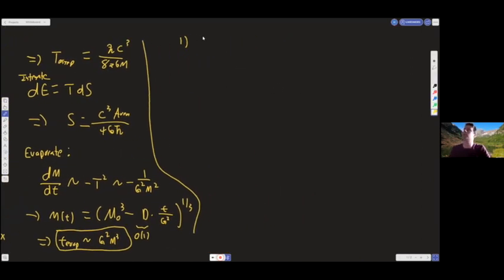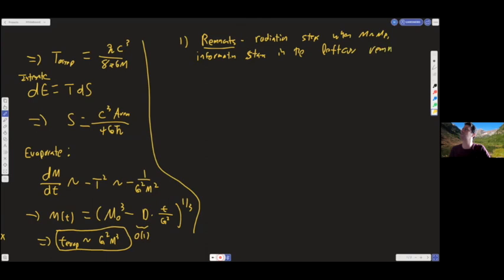So the first option is what are called remnants, which says that the radiation stops when m is of order m Planck, and the information stays in the leftover remnant. Okay, so that's called the remnant option.